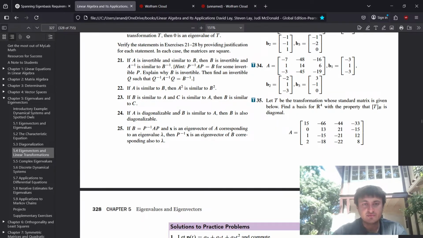If A is diagonalizable, and B is similar to A, then B is also diagonalizable. So 24 is a good one. 25: if B equals P inverse AP, and x is an eigenvector of A corresponding to lambda, then P inverse x is an eigenvector of B corresponding to lambda.